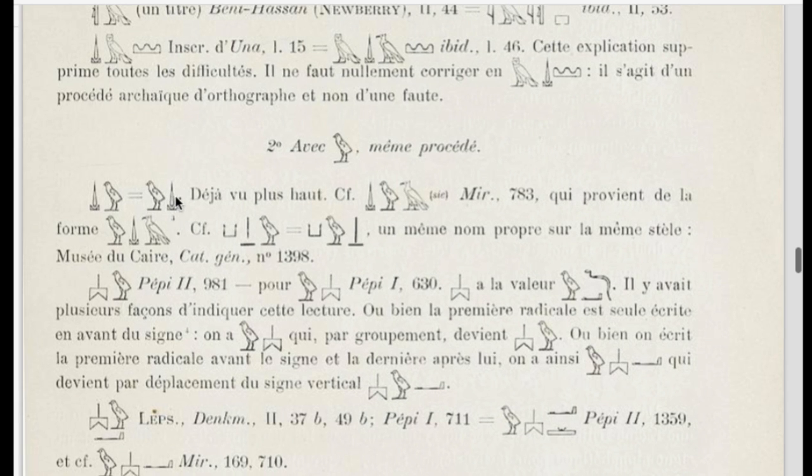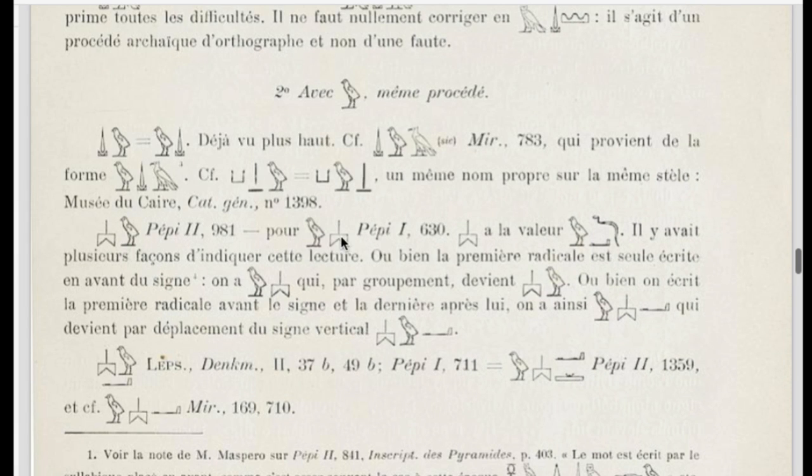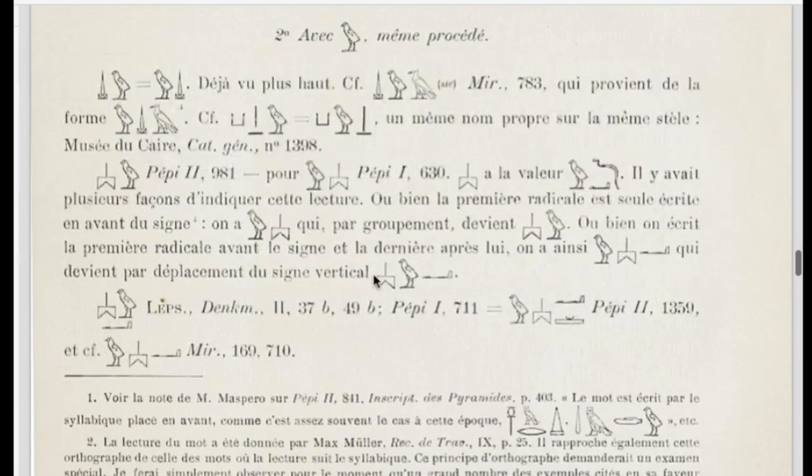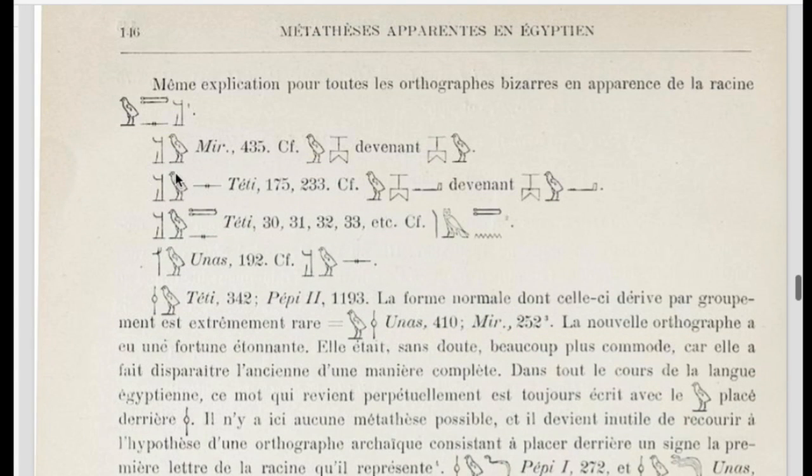Okay. So he gives all the references you can look up, what spell, what pyramid text, and so on and so forth. He gives this example as opposed to this one, and so on. So he does the whole thing with the quail chick. Even down here, he gives more examples of this sign combination, of how they're switched around.